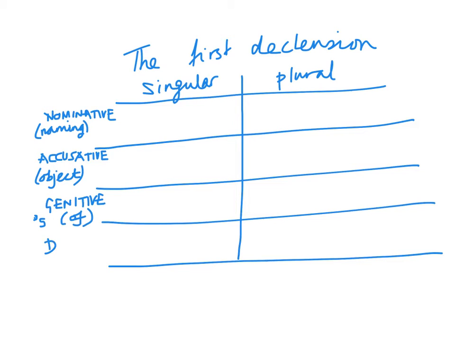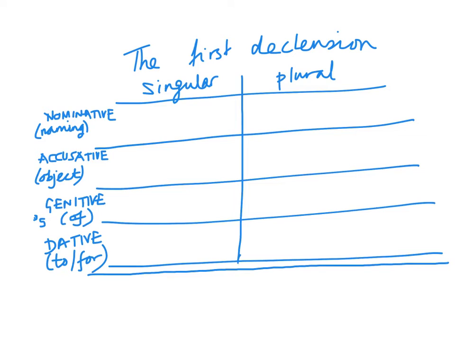And our final case is the dative case. You use the dative if you're giving something to somebody, so it means to or for, but it has got other uses as well. And you may notice that if you're familiar with Latin, there is no ablative case in Greek.